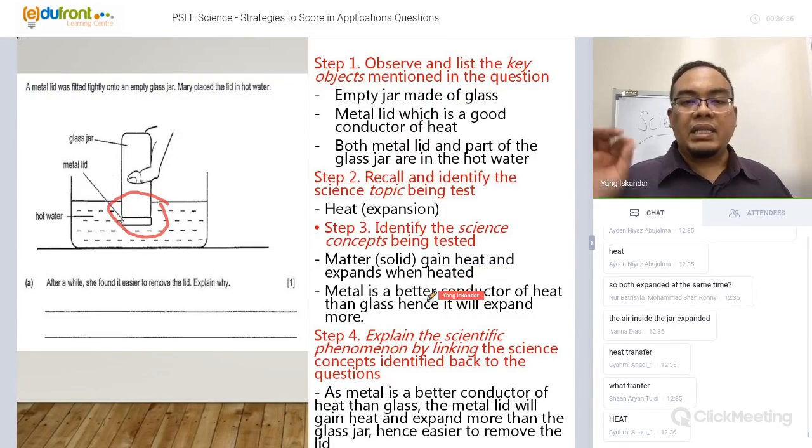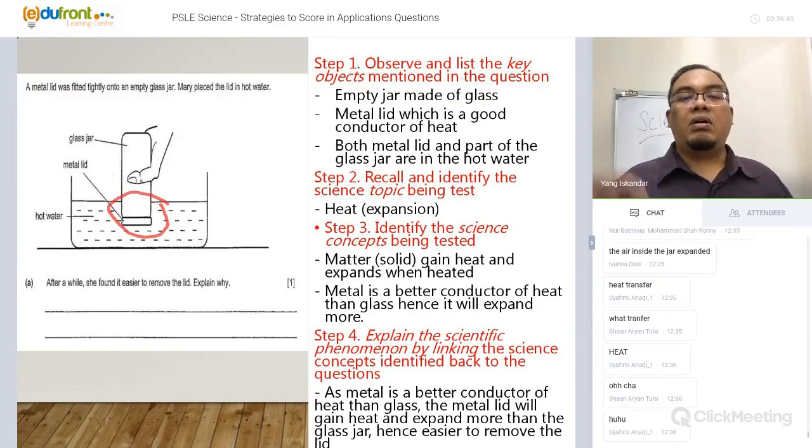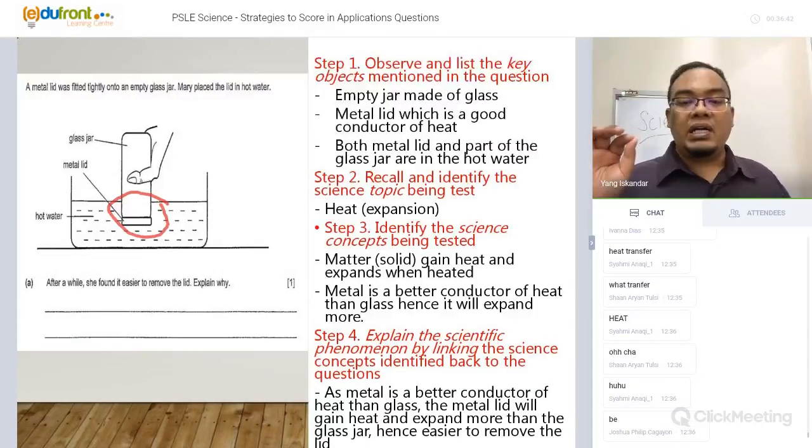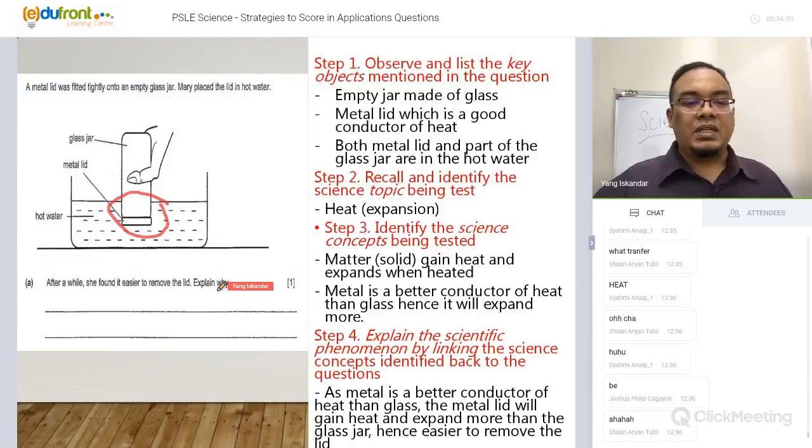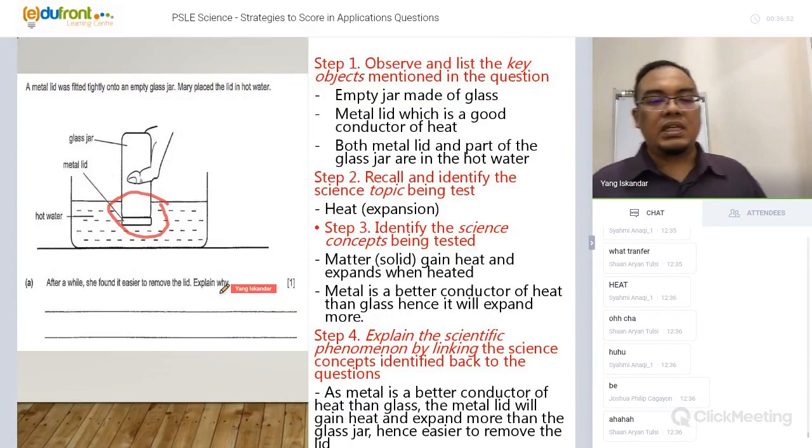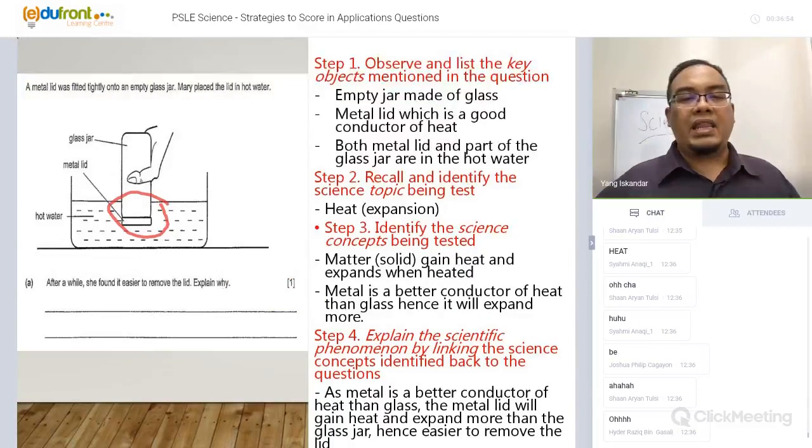And we also know that metal is a very good conductor of heat, and it's a better conductor of heat than glass. So metal will expand more than glass. Okay, so this is the tricky part here. So how should you answer here? It's not enough to say that the metal lid gained heat and expanded.